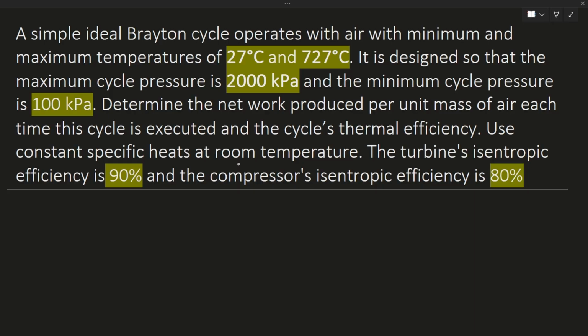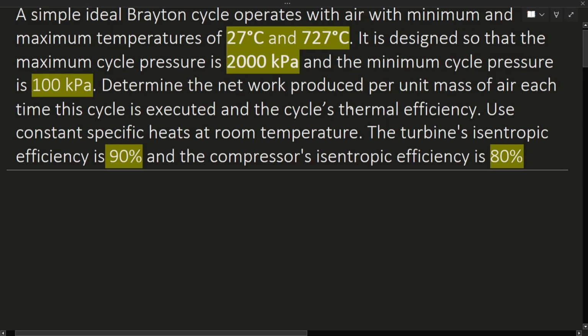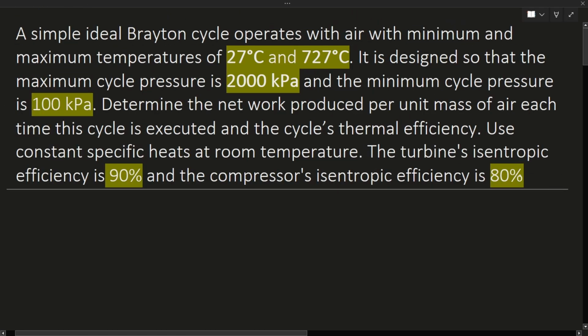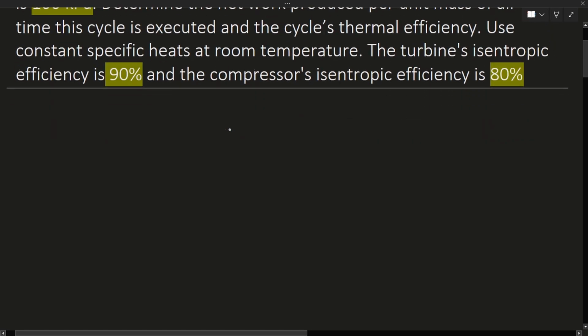I'm not going to read it out loud, but I highlighted whatever is important. You have your minimum temperature, maximum temperature, and so on. I also included a question that has thermal efficiency, compressor isentropic efficiency, and turbine efficiency, just so you guys could know what to do in these scenarios.